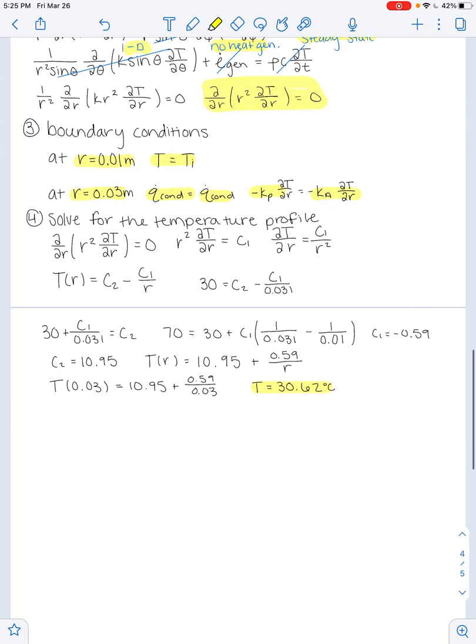We can solve for C1 and C2 in the temperature profile, and we can find the full temperature profile shown below. Then using that and plugging in the R of interest, we can find the temperature, which is 30.62 degrees Celsius.